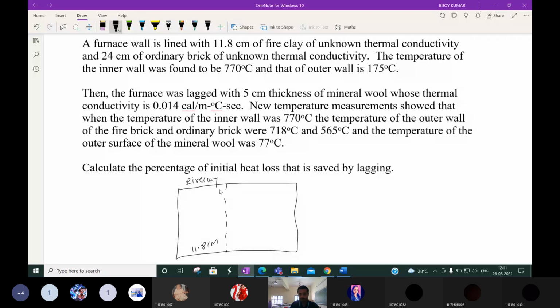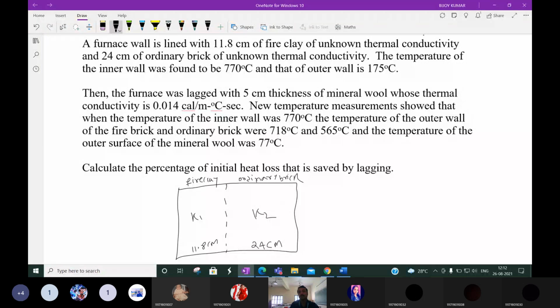This has thermal conductivity unknown, it is not given, so K1 we don't know. And 24 centimeter of ordinary brick. Suppose this is the ordinary brick, 24 centimeter of unknown thermal conductivity. Unknown means the K2 value is not given.